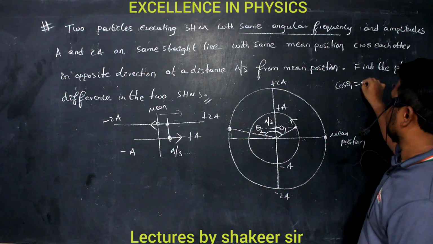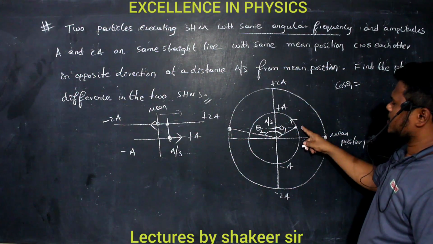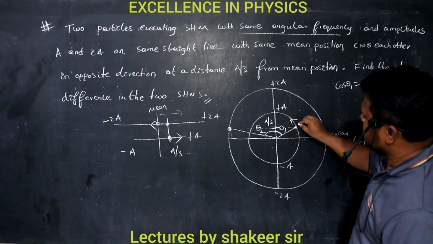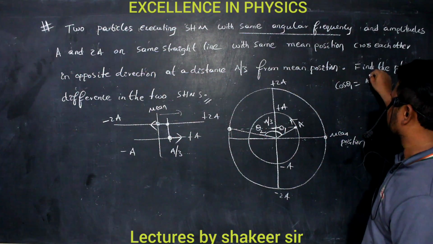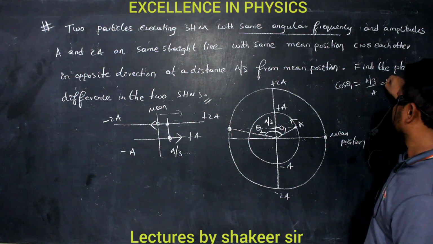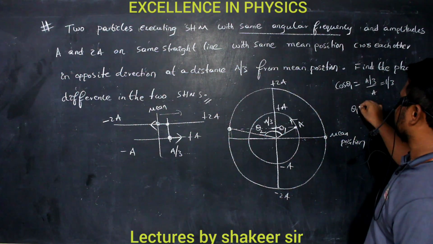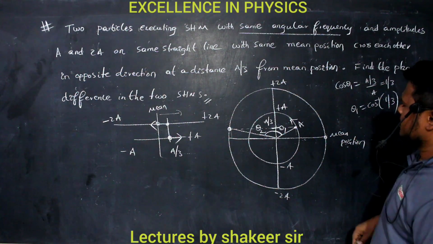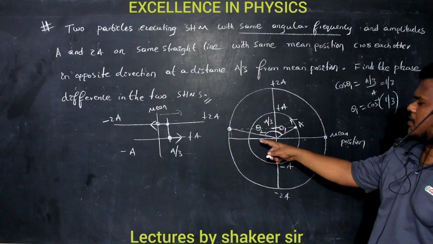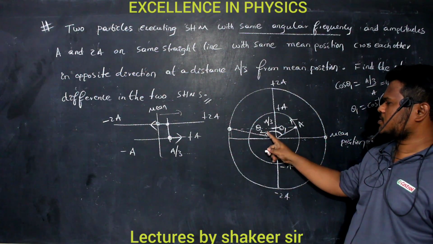So cos theta 1 is equal to adjacent by hypotenuse. The hypotenuse for the first particle is a. So the adjacent side is a by 3 divided by a, which is 1 by 3. So theta 1 is equal to cos inverse of 1 by 3. Clear? Now what about the second particle? For the second particle, theta 2 is the phase.